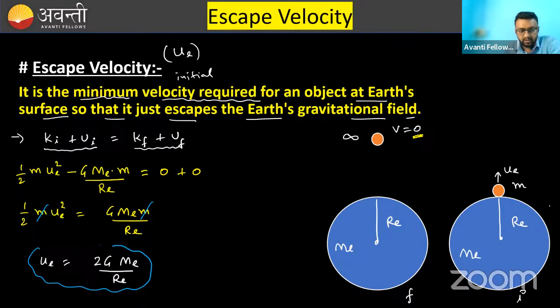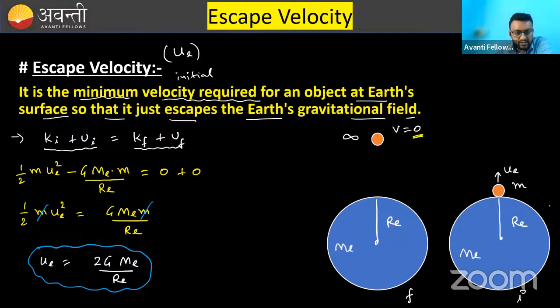Escape velocity for Earth. Me represents the mass of the Earth, Re represents the radius of the Earth. The same formula can be utilized for any planet. If I ask what will be the escape velocity from the Moon, or from Jupiter, then you need to replace these mass and radius with that planet's values. All things will be sorted. So this is the escape velocity.